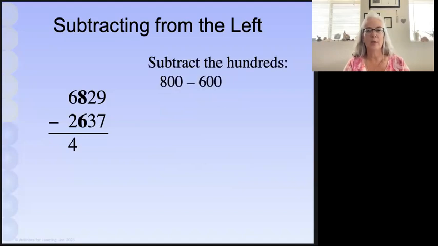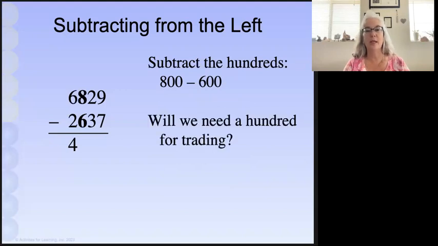Now we've got our hundreds. So we're going to subtract the hundreds, 800 minus 600. Well, that'd be 200. But before we do it, we want to check and see, do we need 100 for trading? Now, looking ahead here, we can say yes, because I have 20, and I want to subtract 30. Well, that's not going to work. So we do have to save one of the hundreds for the trading. So I'm going to mark it right there. So you can see where I marked it. That indicates I'm going to use another one.